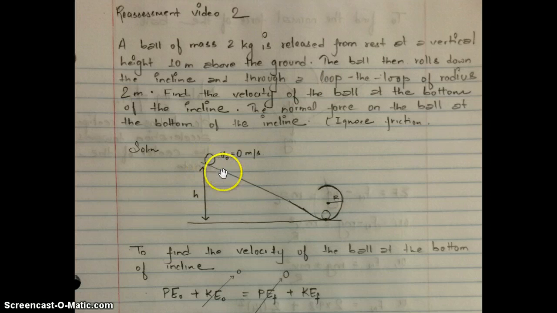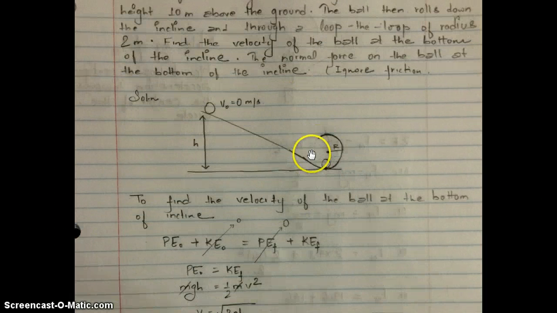The path is an inclined plane, and then the ball rolls down. At the end of the inclined plane, there is a circular path, which is the loop-the-loop path. The question asks us to find the velocity of the ball at the bottom of the inclined plane, and it also asks us to find the normal force on the ball at the bottom of the inclined plane. For this problem, we're going to ignore the friction.